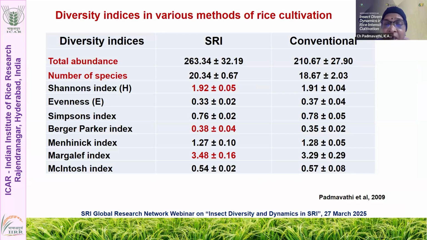And we have gone for diversity indices also. You can see the abundance of the insects here. It is 263 and 210 in the conventional method, and the number of species, and also the Shannon index, Margalef index and Menhinick index. You can see there are indices which show the evenness and particularly the diversity of these insects, which are very high in SRA as compared to the conventional method.